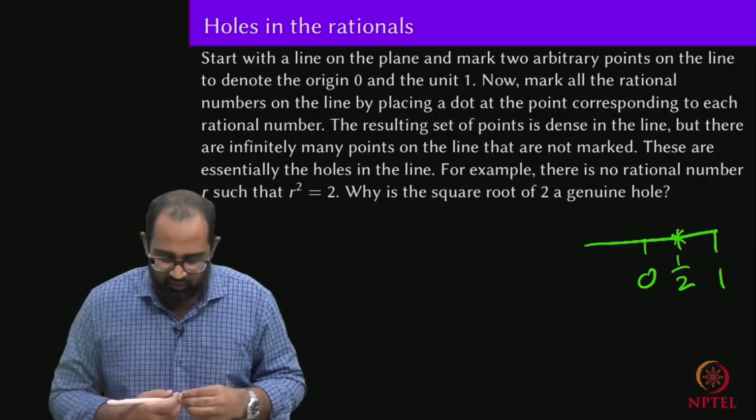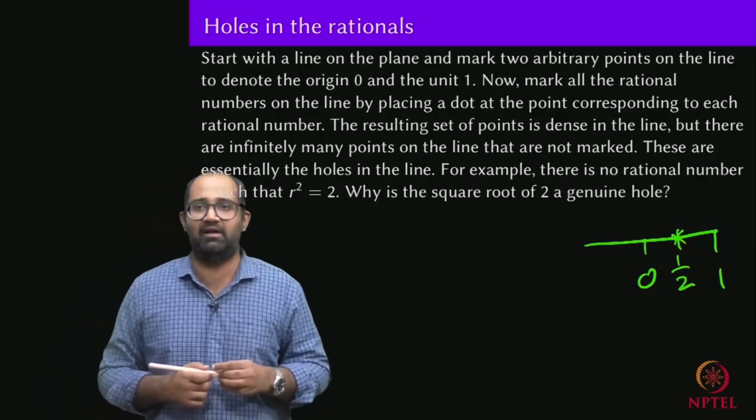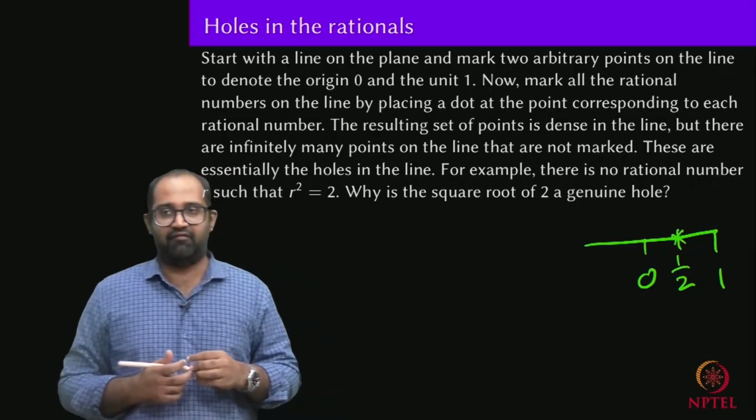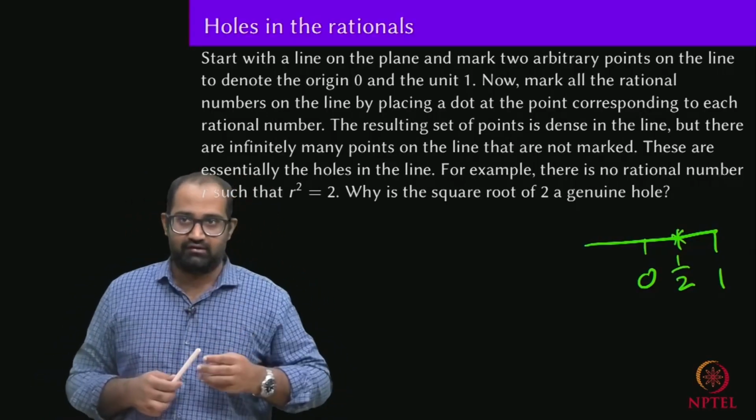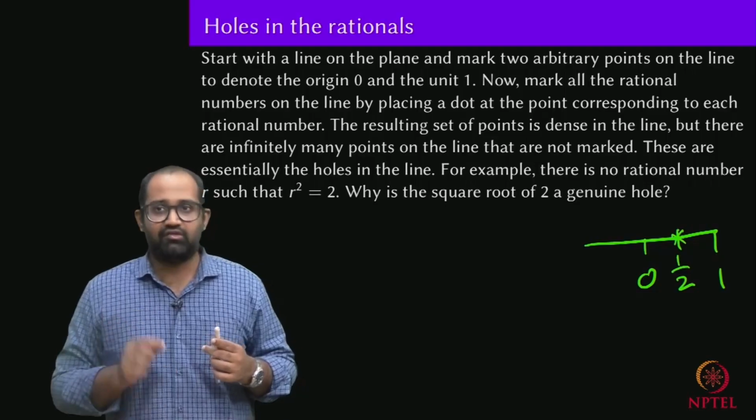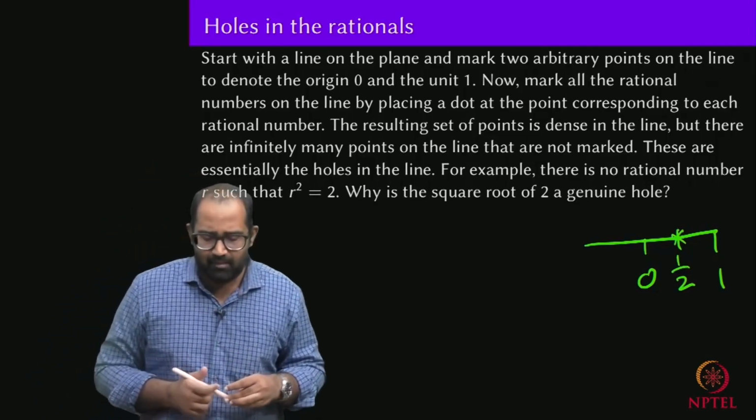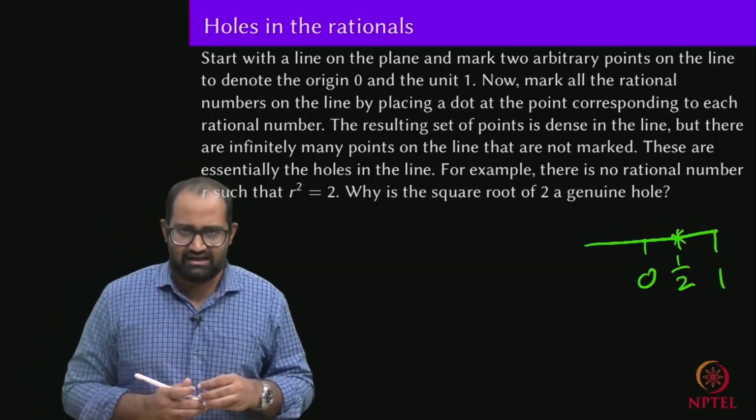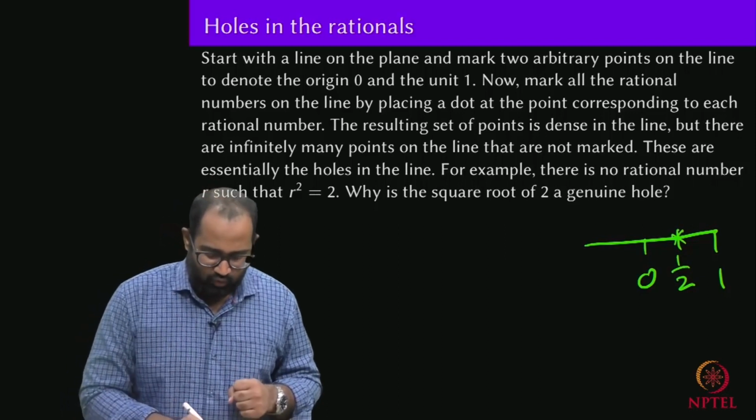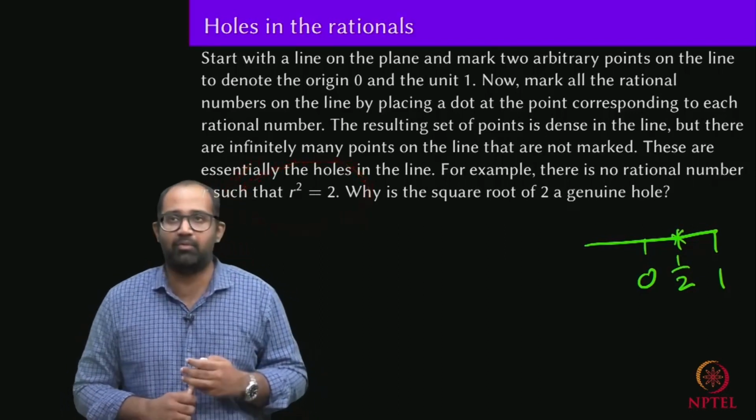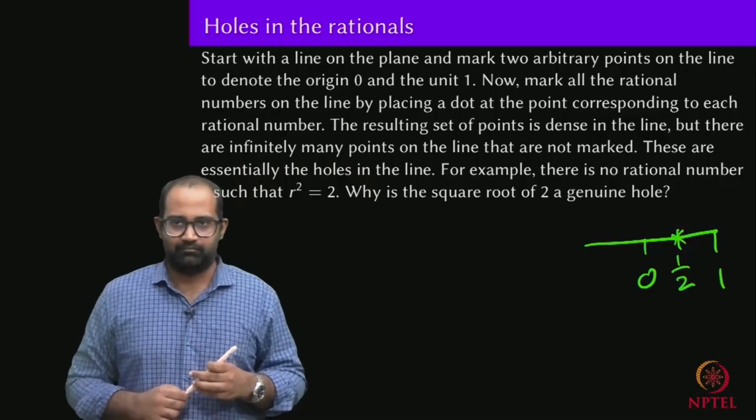This is not so, and this can be seen by a completely elementary basic fact. In fact, we have seen a proof of this. There are holes on this line. For example, there is no rational number R whose square is 2. We saw a proof of this way back. Okay.